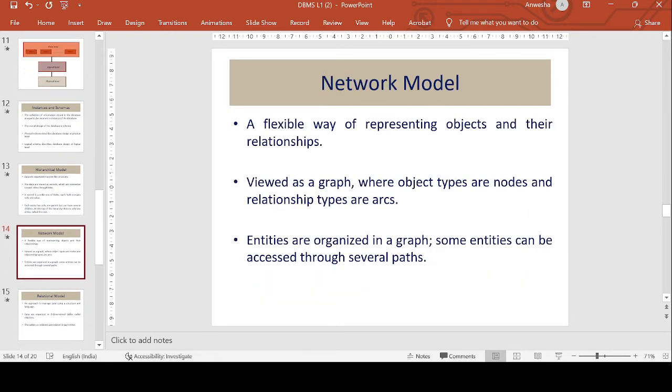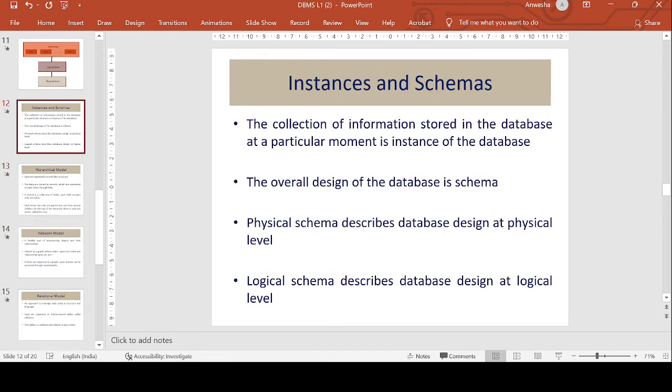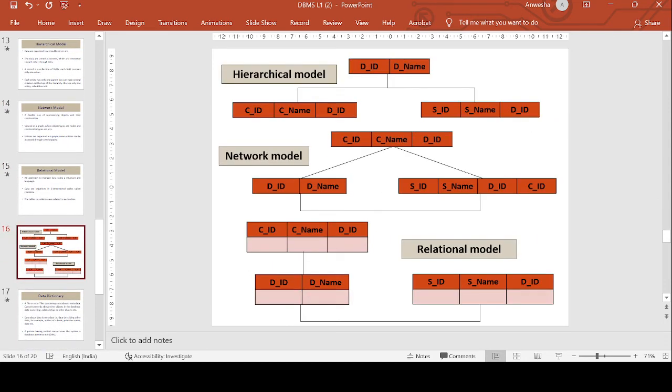Now look at this picture. Let's say we have 3 entities. One is department, which has attributes DID and DNAME, department ID and department name. Course is another entity, which has course ID, course name and DID, that is department ID. That is CID, CNAME and DID. Student is another entity: student ID, student name, department ID, denoted by SID, SNAME and DID.